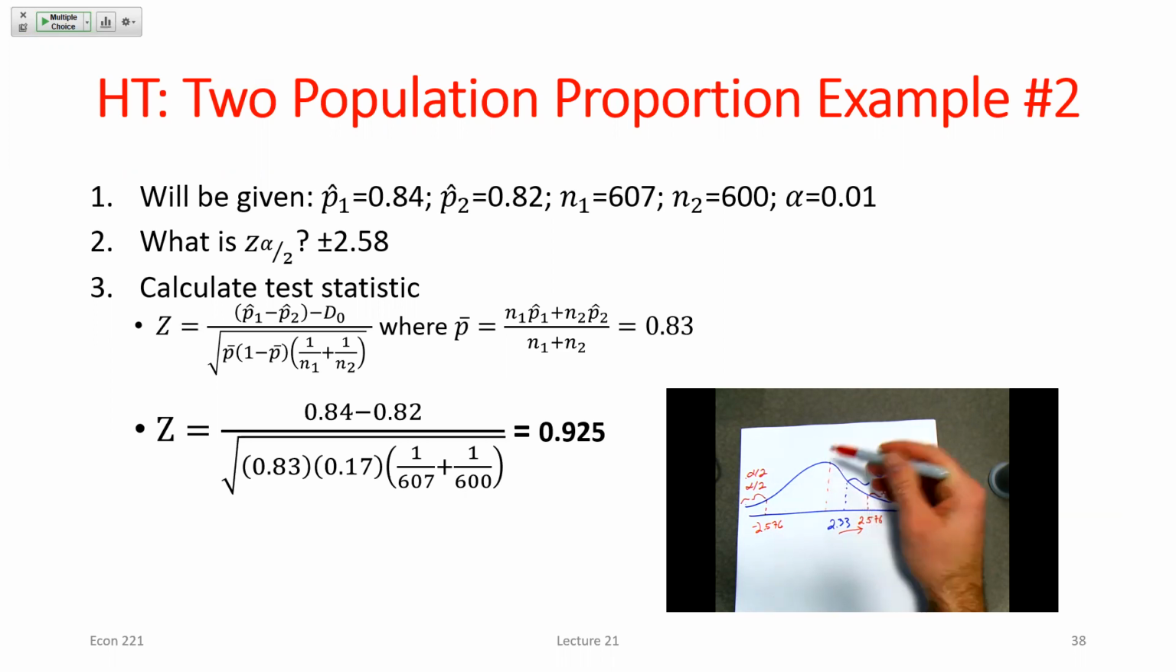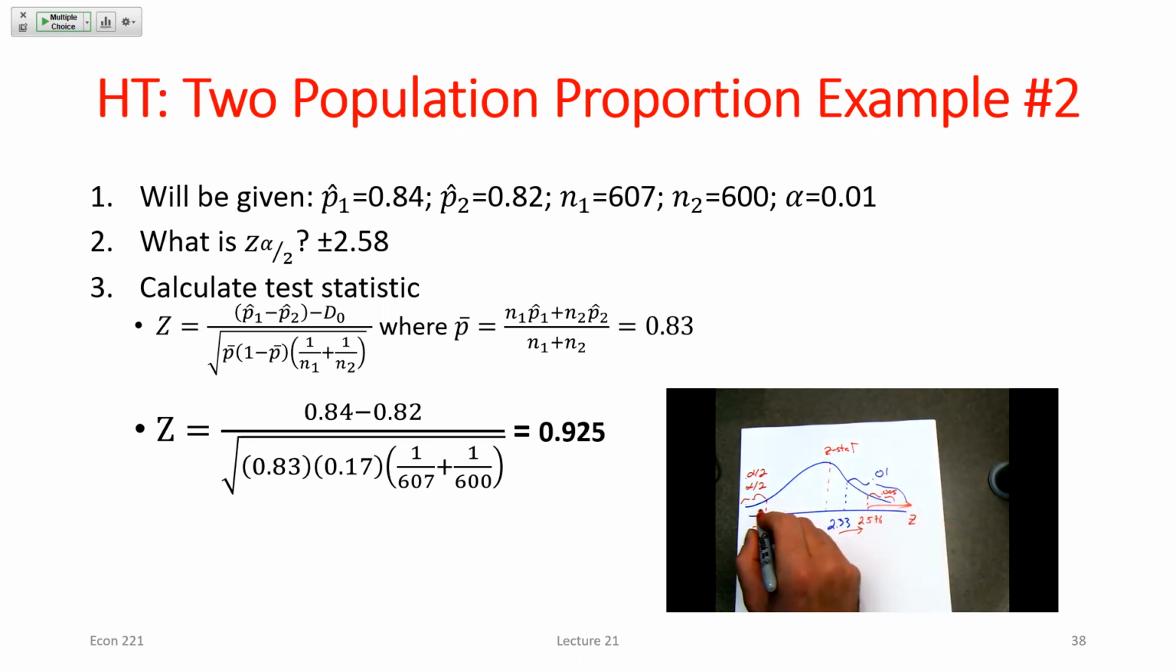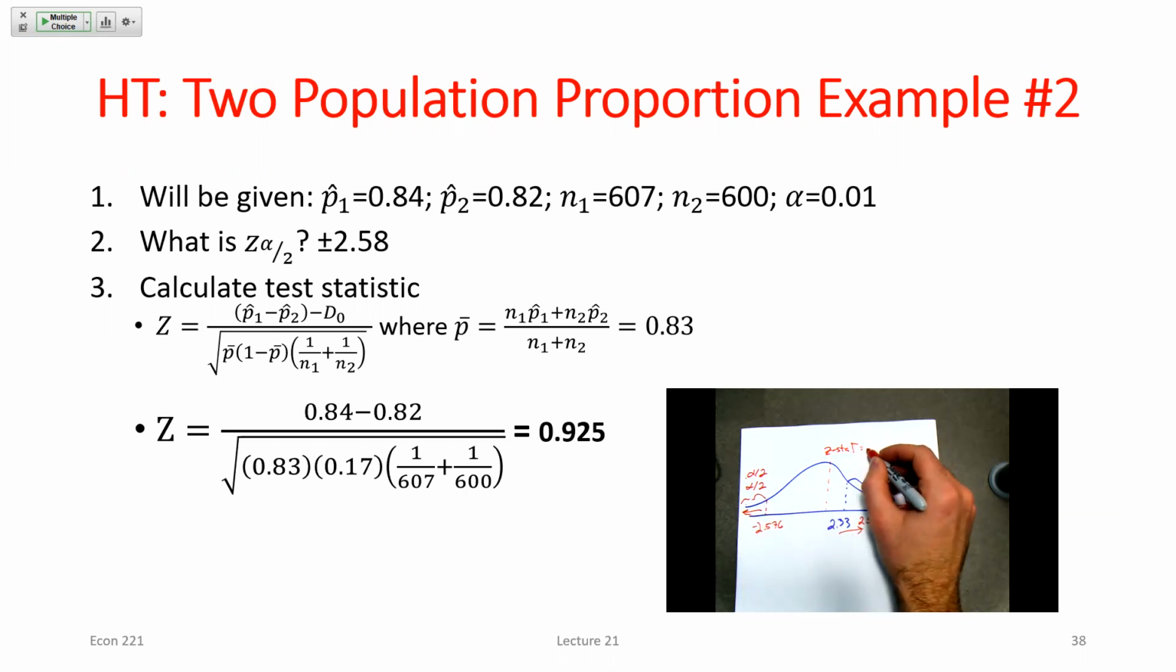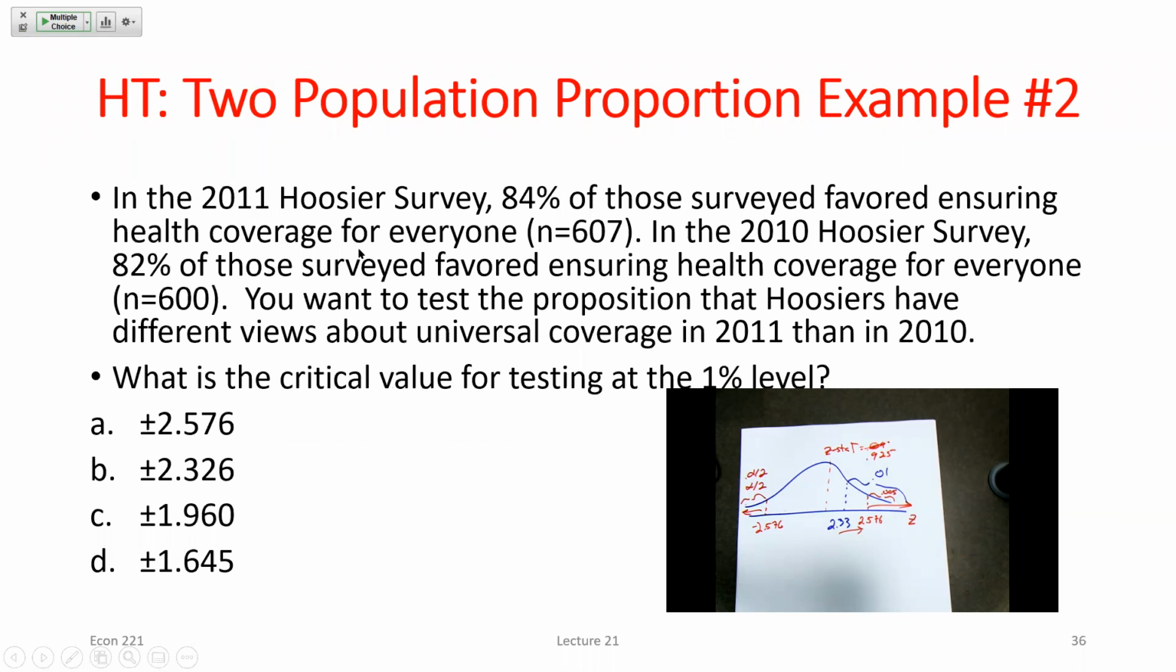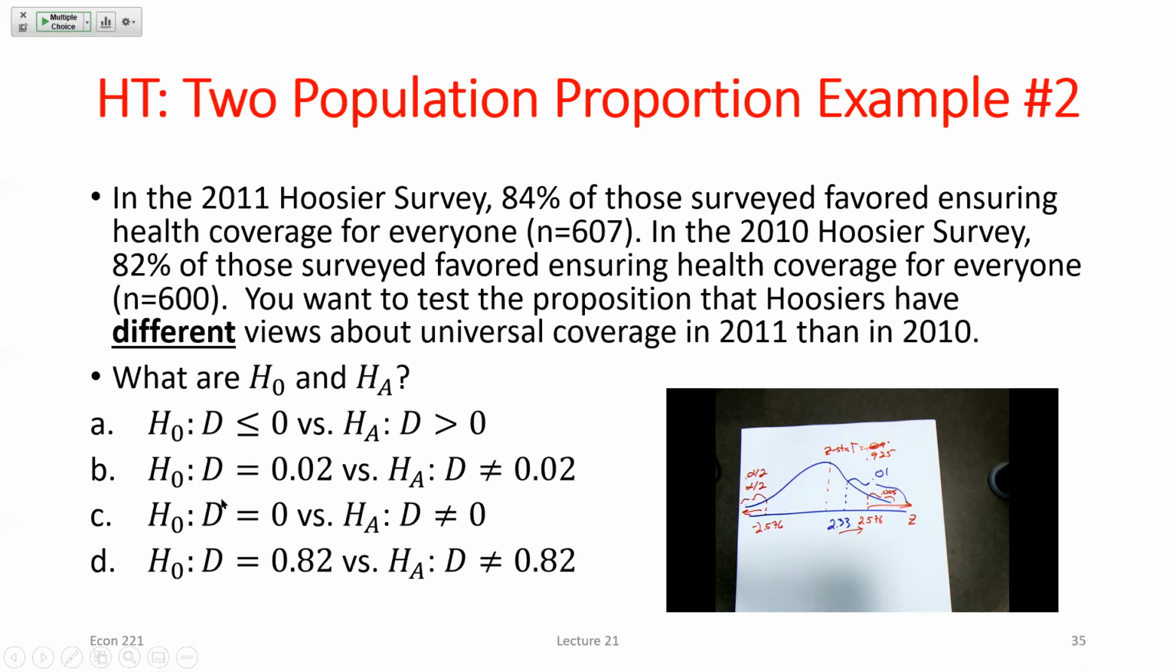0.09 as my test statistic. I'm nowhere even close. Wait, what was this? Sorry, 0.925. I'm nowhere close to those rejection regions. So here I would fail to reject that the differences in how people viewed healthcare coverage for everyone, I fail to reject that they've changed at all, right?